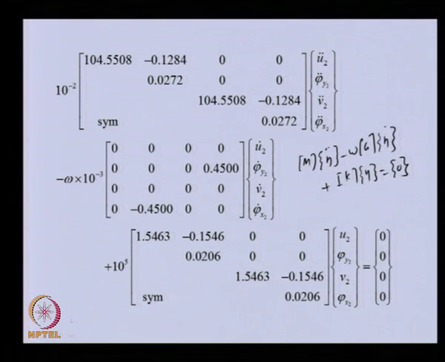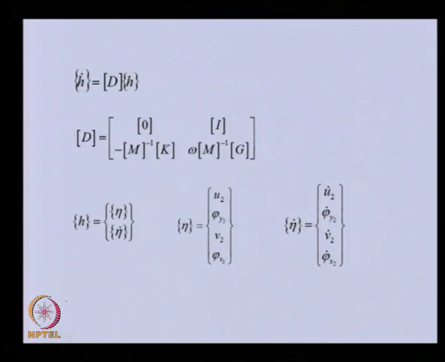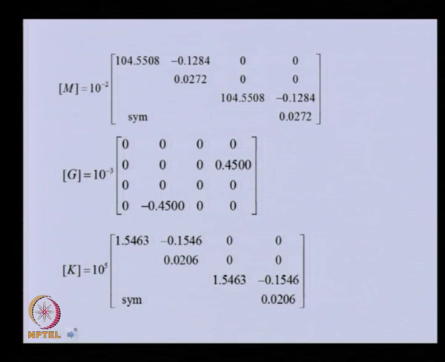Now, if we want the state space form of this, we can write it like this, where D is this matrix. We need to multiply all these matrices to get the D matrix. You can see the D matrix will be double the size of the K matrix. K matrix is 4 by 4, so D matrix will be 8 by 8. The state vector variables are given like this, corresponding to node 2 only. The mass matrix, gyroscopic matrix and K matrix in the reduced form we wrote earlier, so this is the same one.